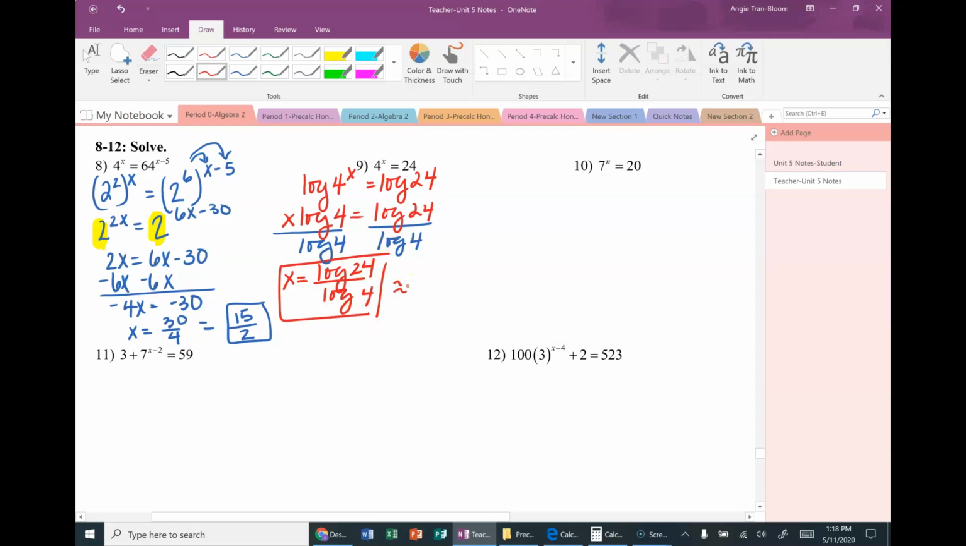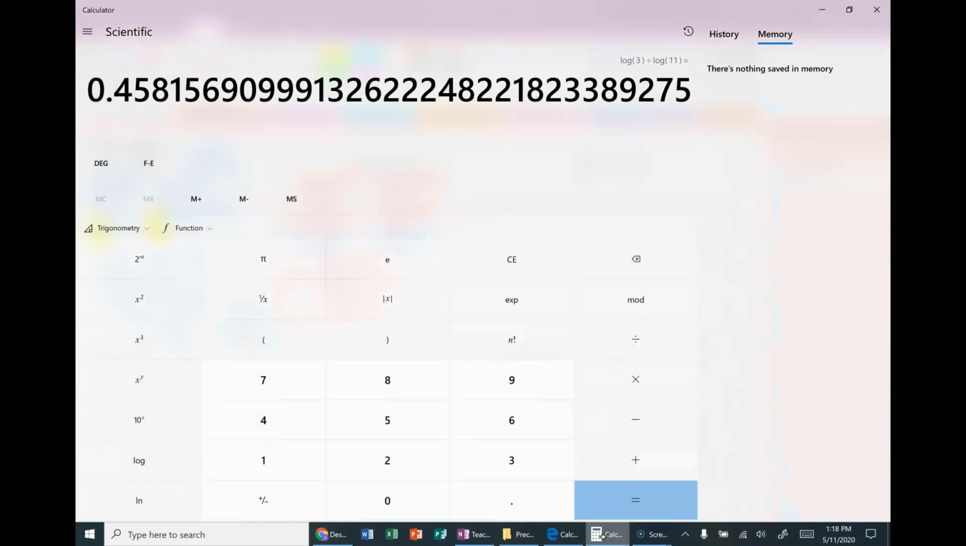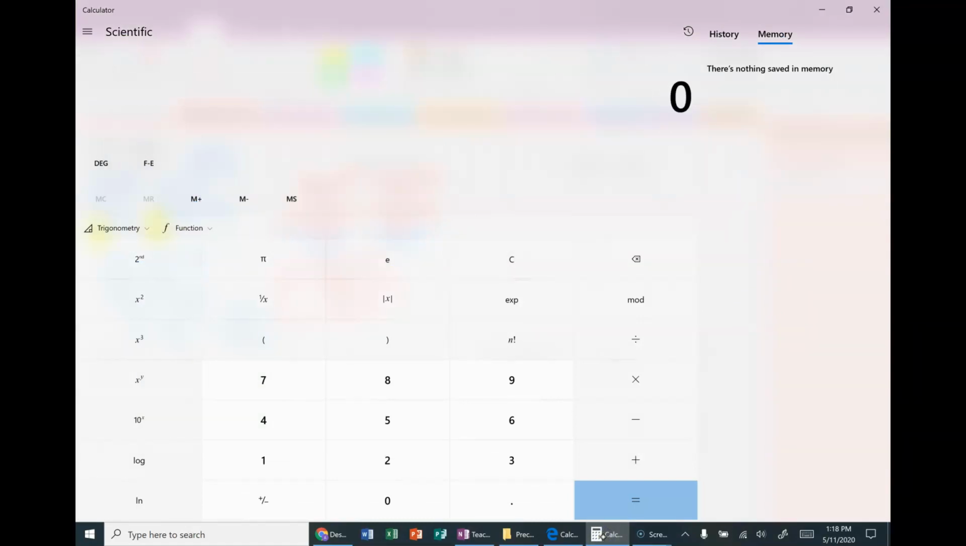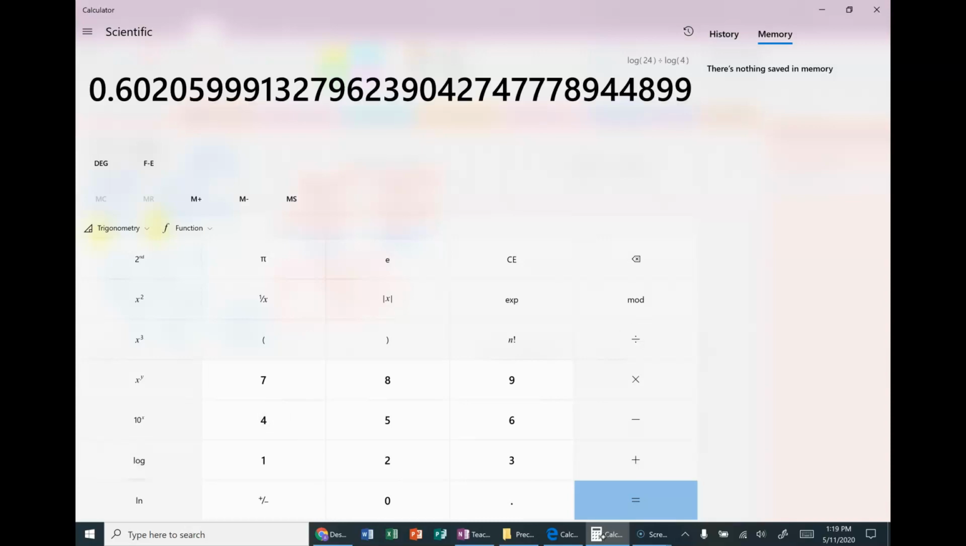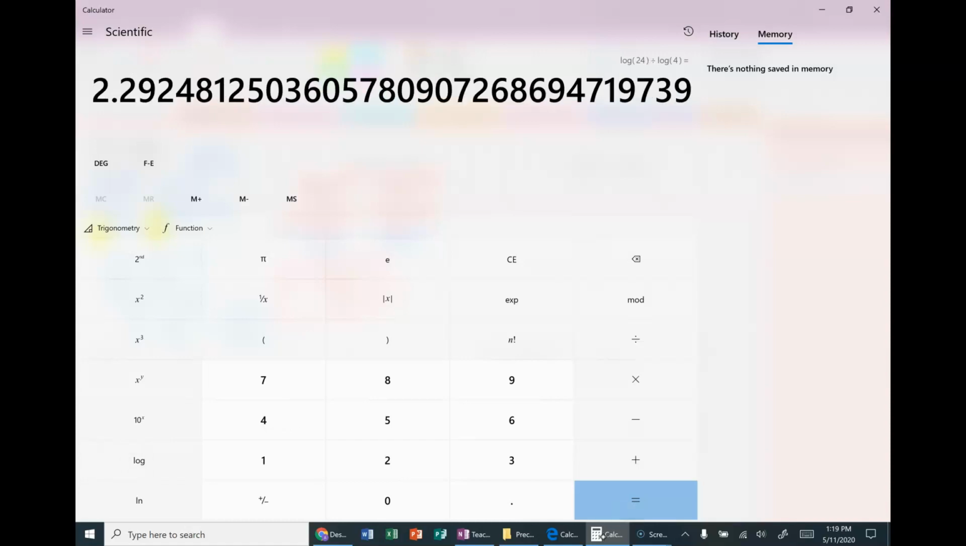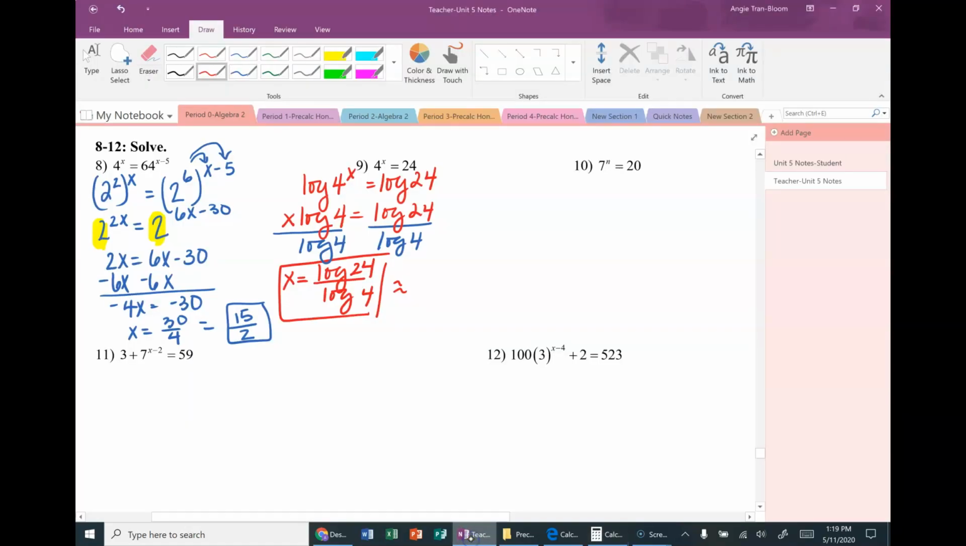I want us to go find a calculator to see what the decimal approximation is, okay? So we have 24. My calculator tells me I need to type in 24 and then hit the word log. Divided by 4 log, that means log of 4. So now I have to hit enter. So the decimal approximation is about 2.29. So go back and write 2.29.